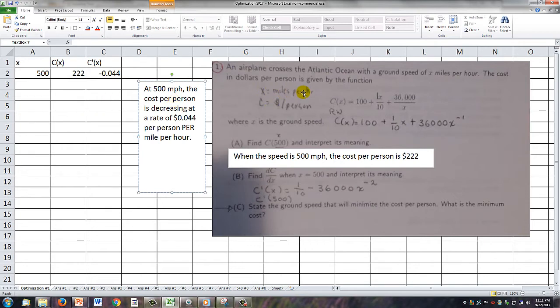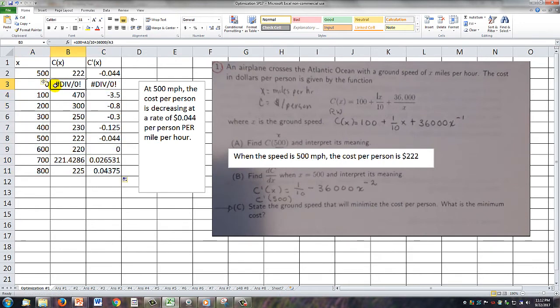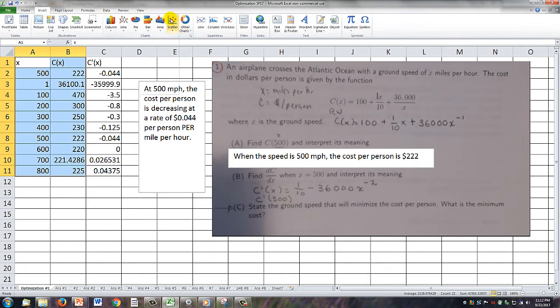So x is miles per hour. We know we've been asked about 500. So maybe we'll go from 0 to 600. We might need to go more. Let's go ahead and go to 800. And you can see when x is 0, you have an undefined value. So let's make that a 1 just so there's some values there. And when you're looking at the graph, you're going to graph the input and the original cost per person function. You don't need to graph the derivative. Okay, so you're going to look at the actual graph of the function we're considering here.